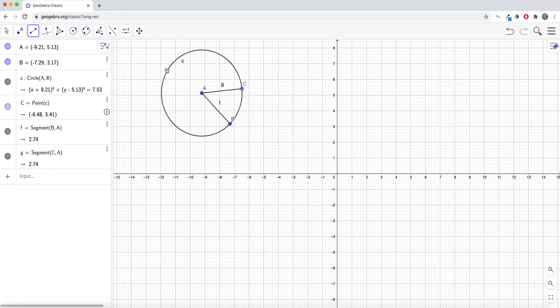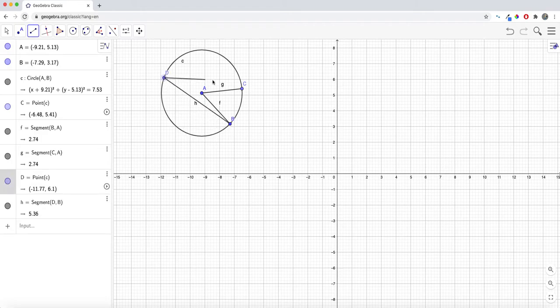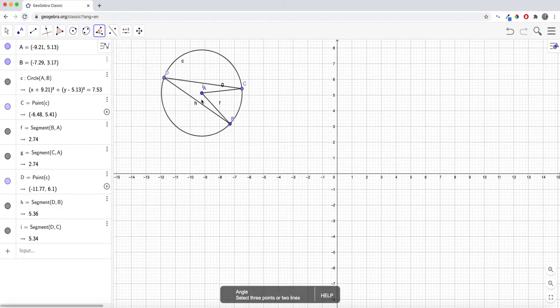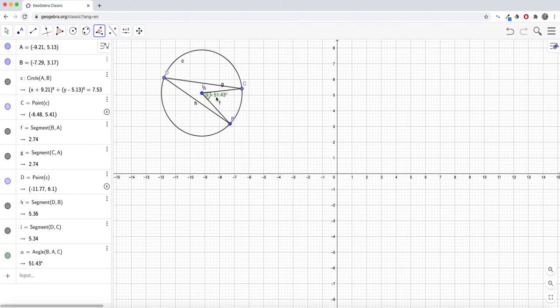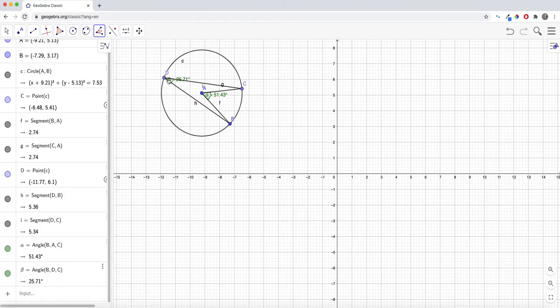And then we just pick any other point on the circle, and we draw segments from that point. It's important that these two points, B and C, are the same points. And then we measure these angles. So B, A, C, we have 51.43. And then B, D, C. And that should be half as big every single time.